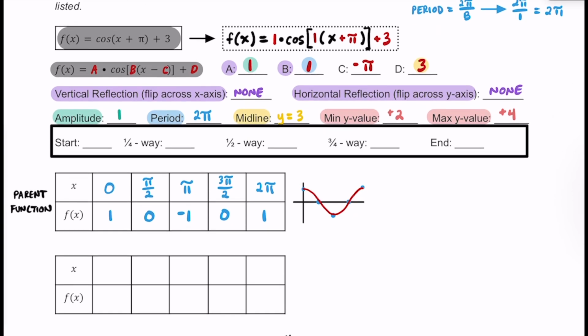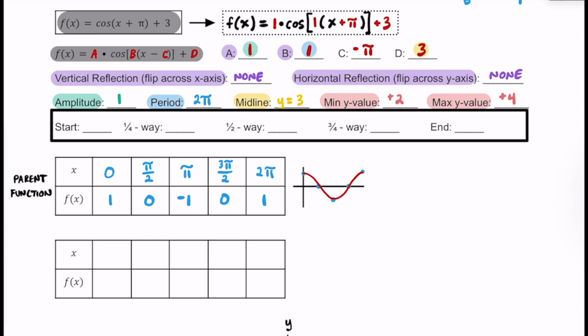All right, so while that's the parent function, what about this particular function that we're dealing with? For this function, we need to know that we moved this whole cosine function to the left pi units because of that c value. So all we have to do to come up with our new x values is take each of our original parent function x values that we have over here, and then take away pi from each of them or move them to the left pi units.